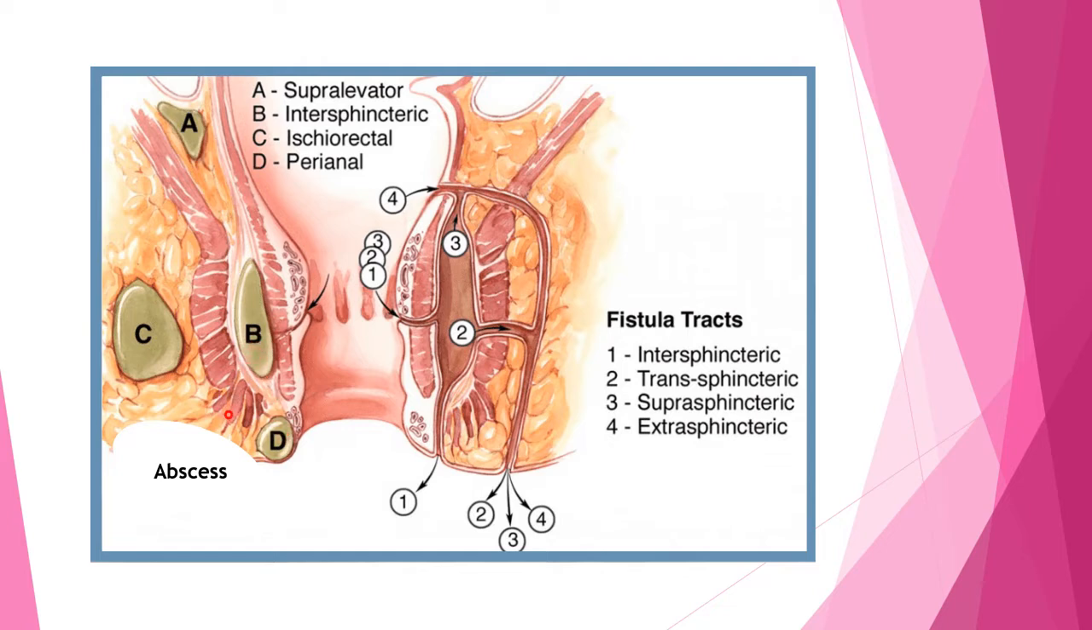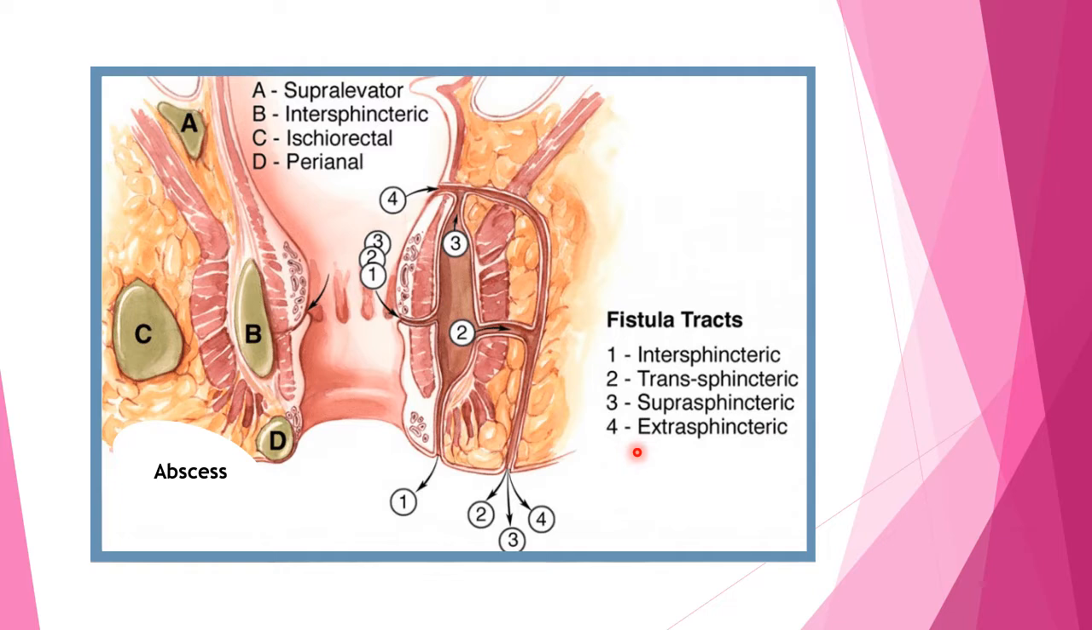When they drain into the various parts of the skin, they give you the various types of fistulas. The first one is your intersphincteric fistula, here between the two sphincters. Second is your transsphincteric fistula, which goes through the sphincter. The third one is your suprasphincteric fistula. This goes up above the sphincters and drains into the fistula. So this is a suprasphincteric fistula.